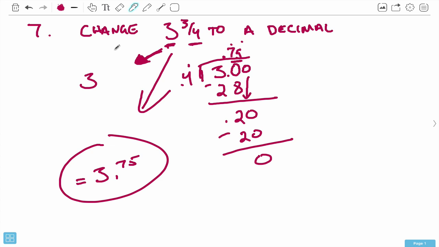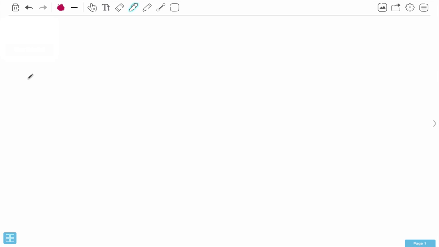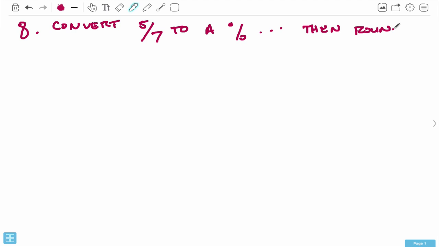So let's clear this off. Clear all pages. Number 8 says convert 5 sevenths, so 5 over 7, to a percentage. Then round to the nearest tenth. So essentially, they're going to want you to convert this to a decimal and then convert the decimal into a percentage. A little more difficult, but definitely something that's still doable.